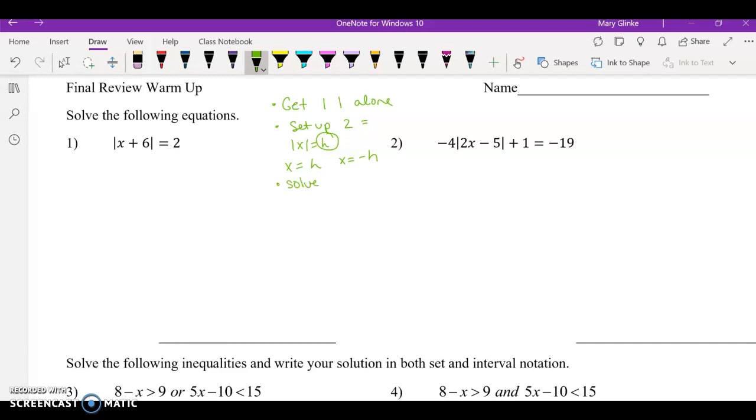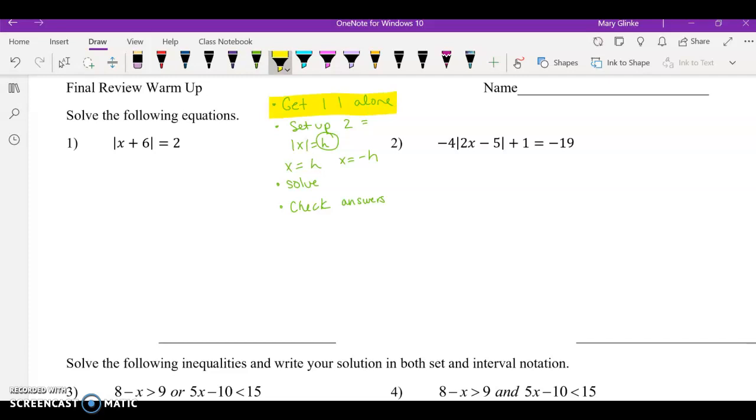Once you are done with that, you are going to check your answers for two reasons. You're going to see if it works in the first place, so if you get a solution, but then also you're going to see if you did it right. If you plug it in, it should work. So let's take a look at this first one.